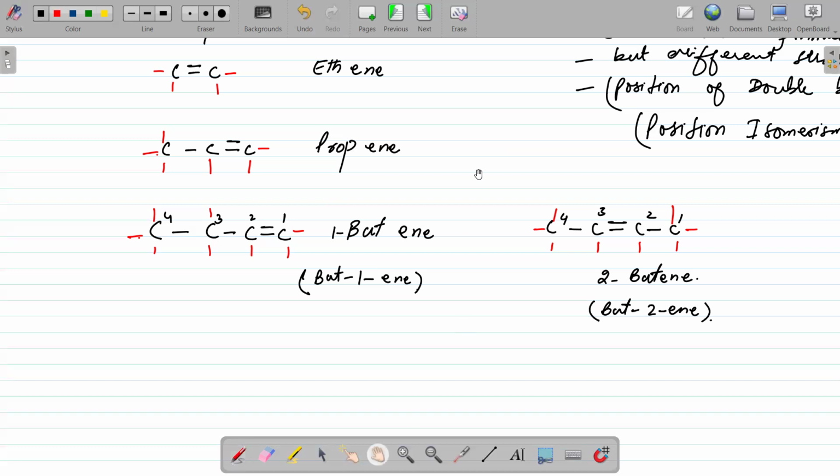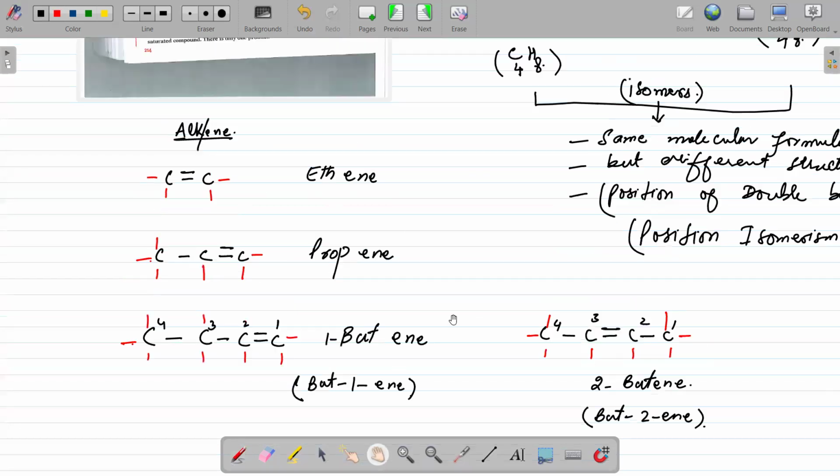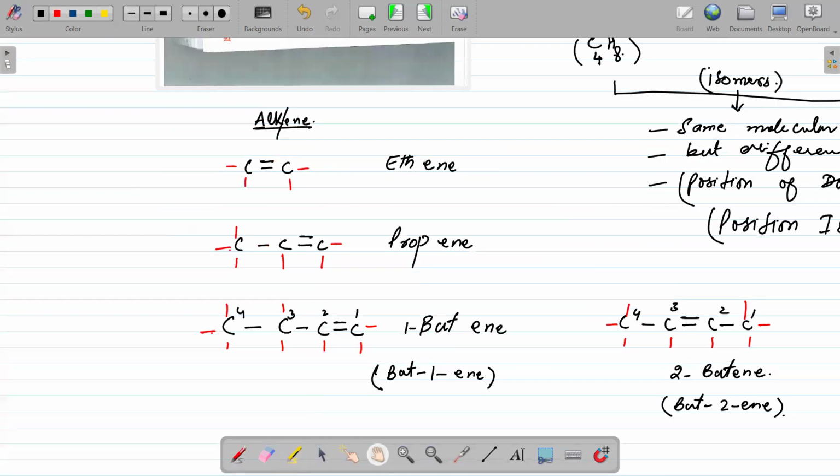Now, after the naming of these alkene series, let's talk about their molecular formula. So it's C2H4, it's C3H6, it's C4H8. Sorry, here this should be C3H6.